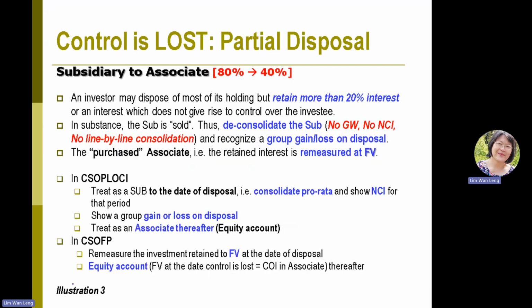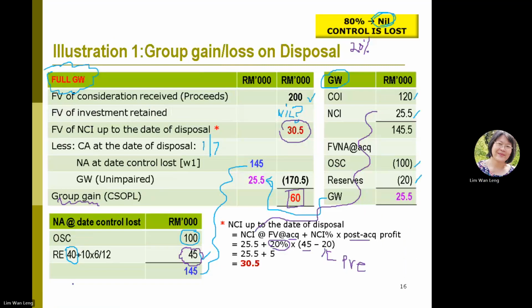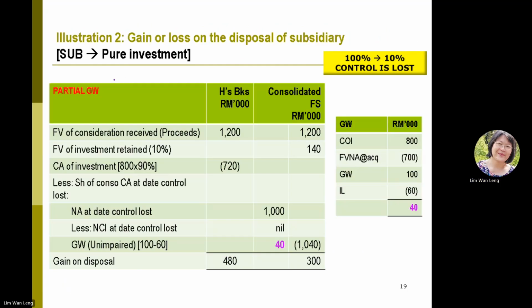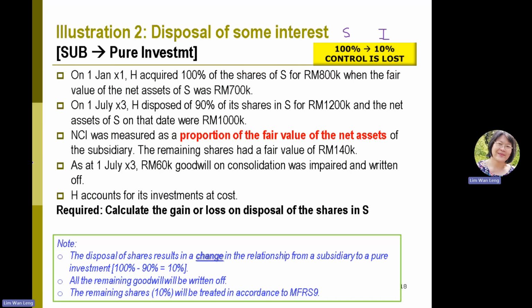Okay? So we go to illustration 2. Let's say we have a situation of a subsidiary, then it becomes just a pure investment. So you dispose of how many percent? 90%. So, first day of January. They just tell you, first day of January, you acquire 100% of the shares for 800,000. So this is your cost of investment.